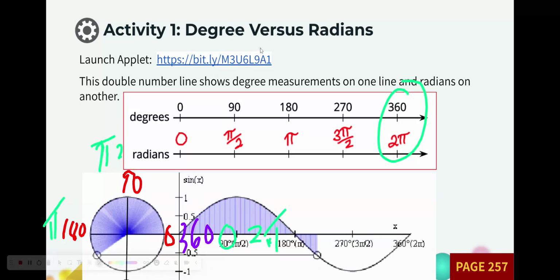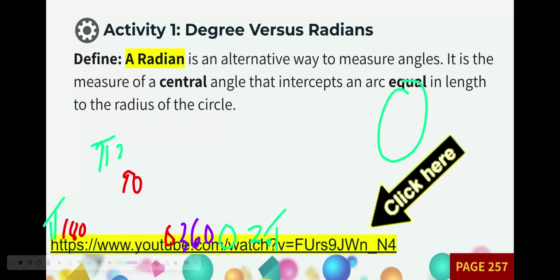Now, if you want to go check and play with the applet, you will see much of this. The full circle is 360, which is 2 pi, and half the circle is 180, which is pi. Now, degrees versus radians. What is a radian? It is an alternative way to measure angles. It is the measure of a central angle that intercepts an arc equal in length to the radius of the circle. Now, what does it mean?